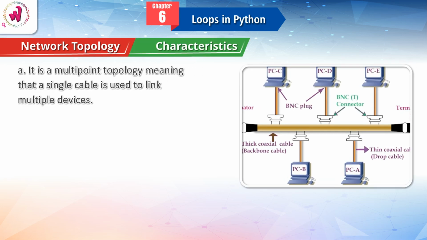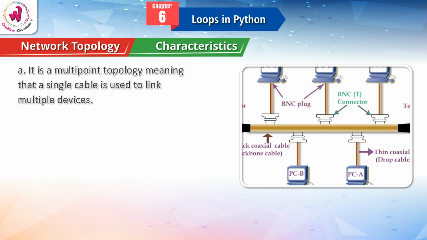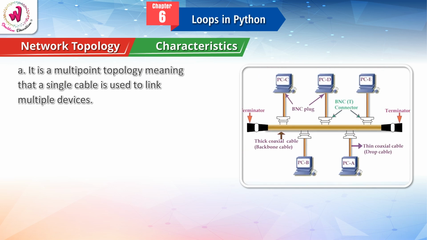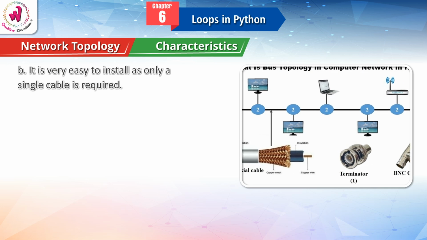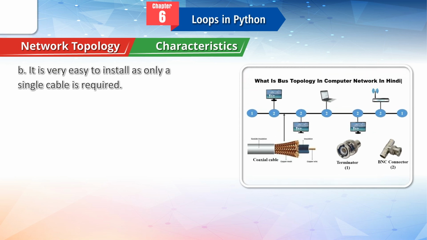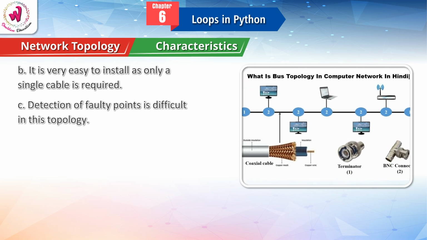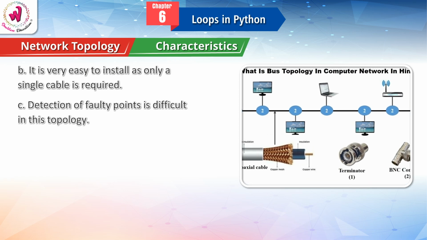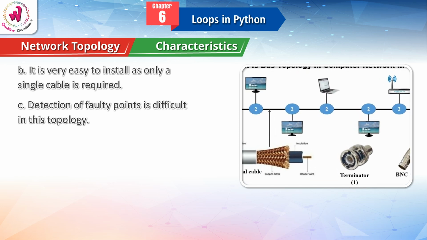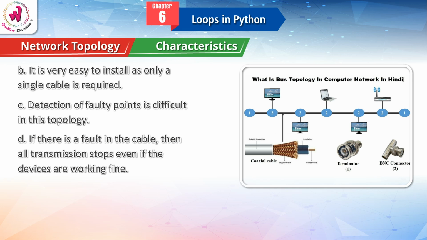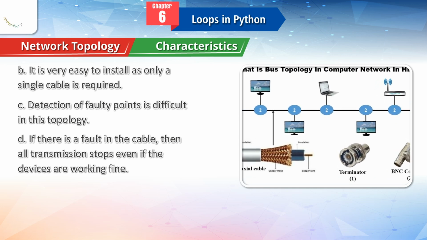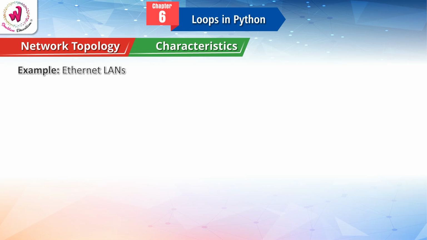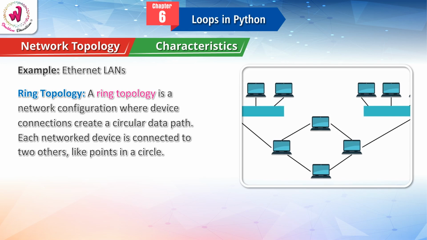Characteristics. A. It is a multi-point topology, meaning that a single cable is used to link multiple devices. B. It is very easy to install as only a single cable is required. C. Detection of faulty points is difficult in this topology. D. If there is a fault in the cable, then all transmission stops even if the devices are working fine. Example, Ethernet LANs.